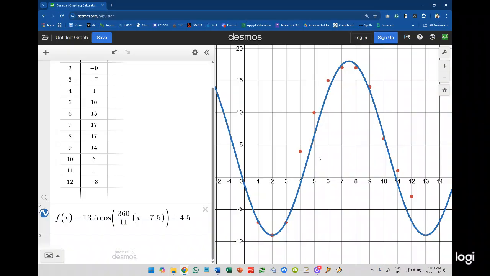And your equation might be a little bit different than mine. Maybe you hit a couple of points better than I did, and maybe you hit a couple of points worse than I did.